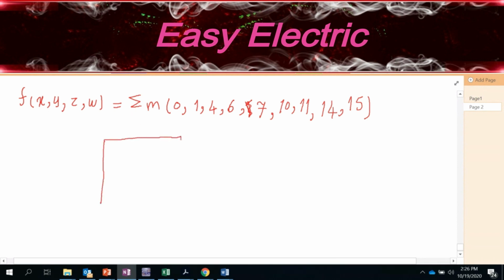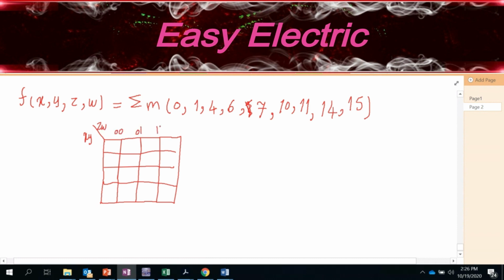So you already know what we need to do. Okay, so the K-map should be 16 squares, so you just draw a K-map with 16 squares in it. So you have XY here, ZW here. So 0, 0, 0, 1, 1, 1, 1, 0. Similarly, 0, 0, 0, 1, 1, 1, 1, 0.